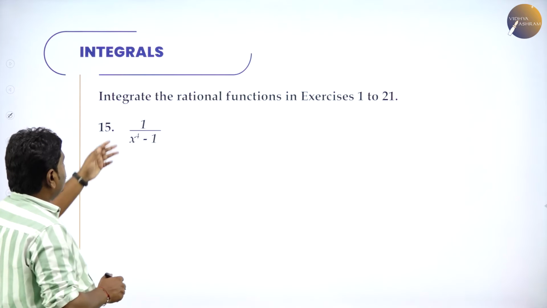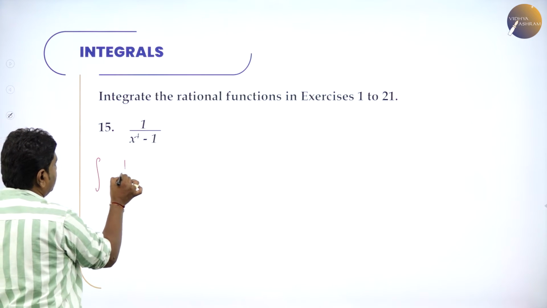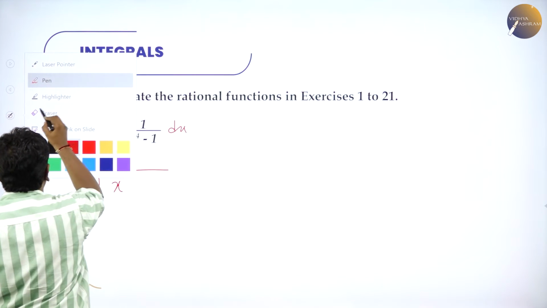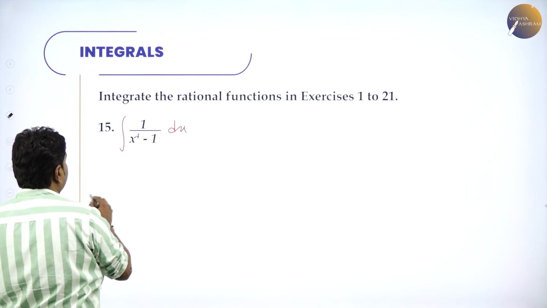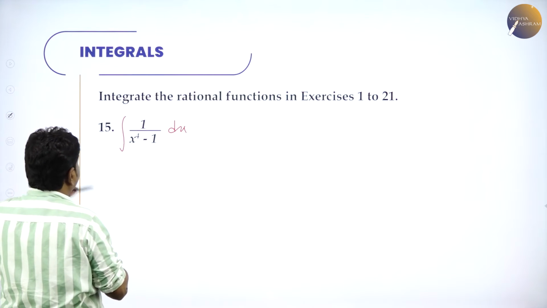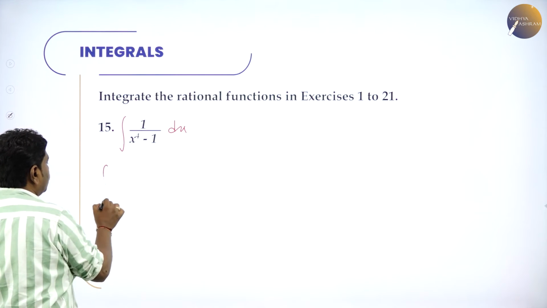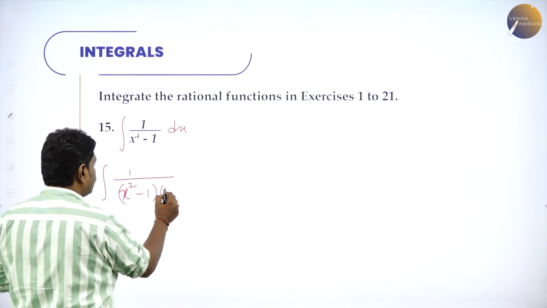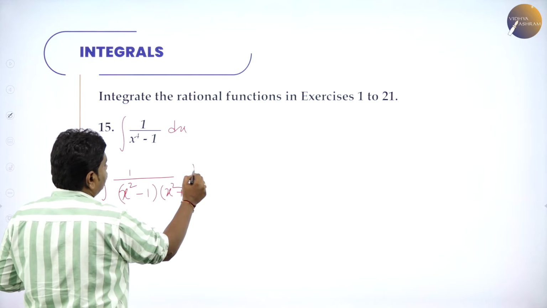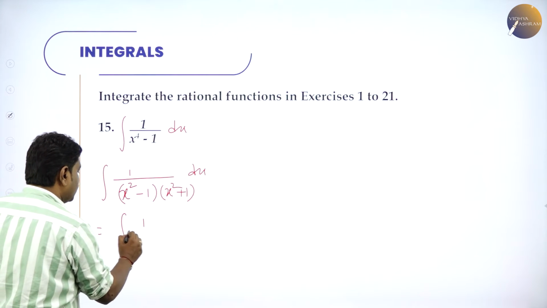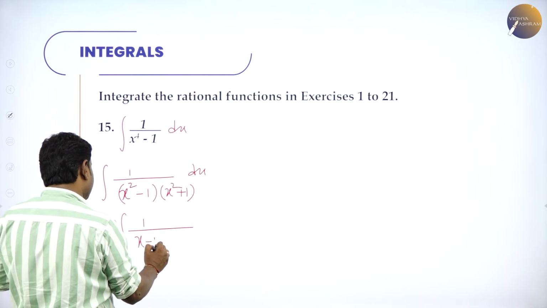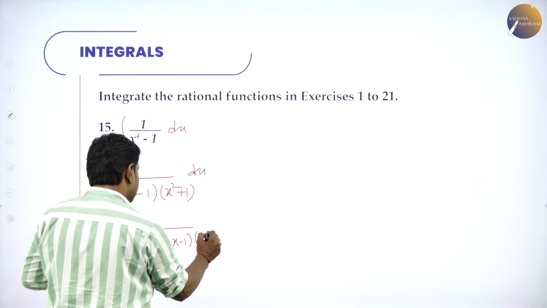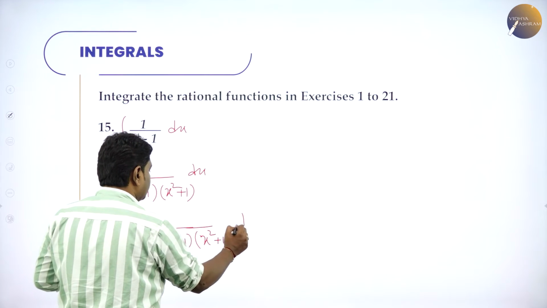Next, integration of 1 divided by x power 4 minus 1. I want you to integrate this, right? So now we can't do substitution, but we can write this as 1 divided by x square minus 1 into x square plus 1. Further, x square minus 1 can be written as x plus 1 into x minus 1, and this you cannot factorize, so let it be x square plus 1 dx.